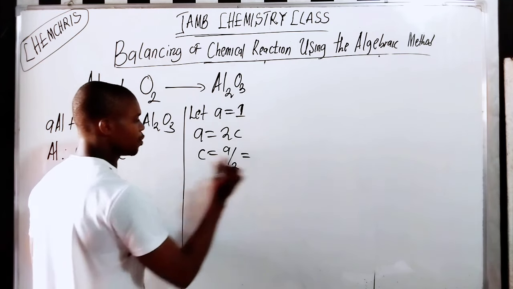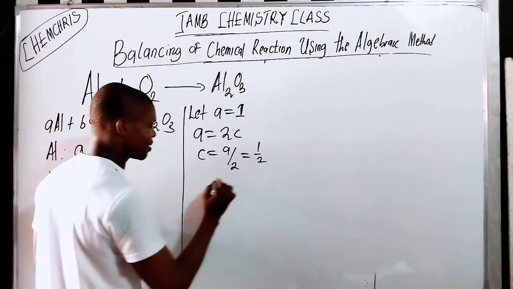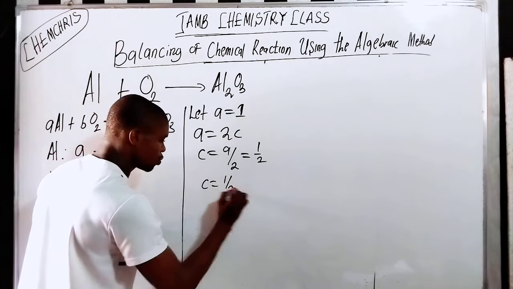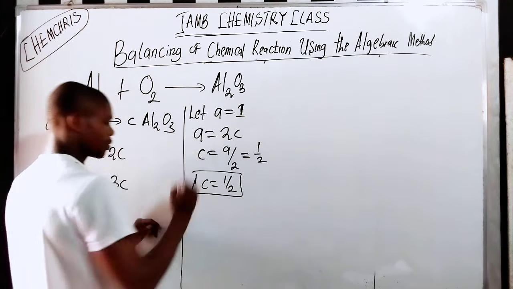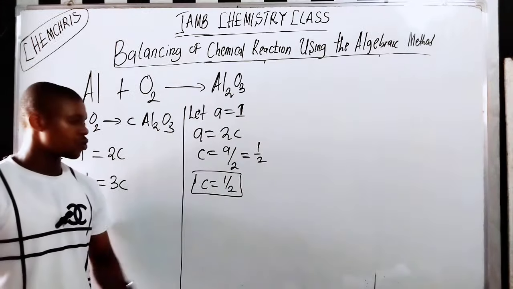My A is already equal to 1, so it's going to be 1 over 2. So C is equal to 1 over 2. Can you see that? C is equal to 1 over 2.